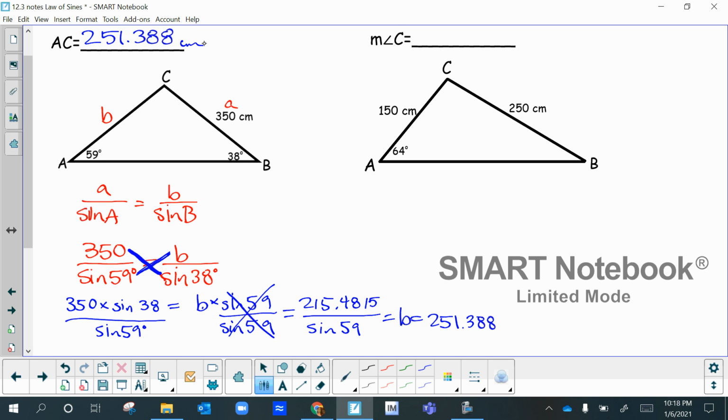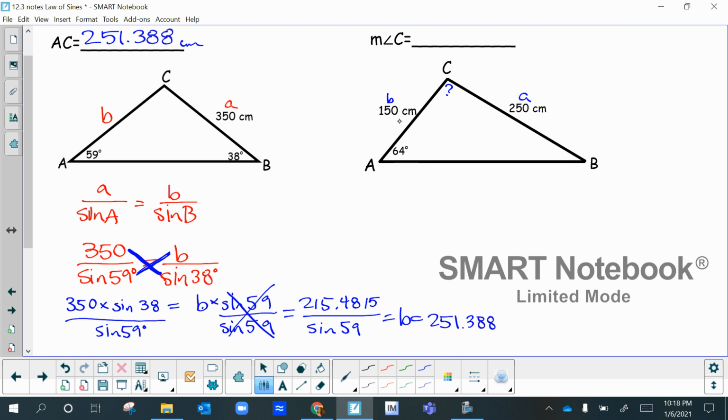All right, let's try it again over here. Over here we have 150, 250, and I need to solve for angle C. Okay, so that's what I need to solve for. Now think about it. This is like little a, this is little b. I don't know capital B. So what could we do? Well, can't I use this to solve for B? And then once I have two out of the three angles, I can subtract that from 180. So let's do that.